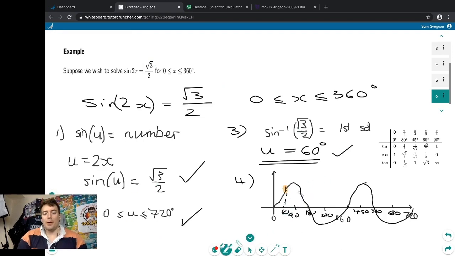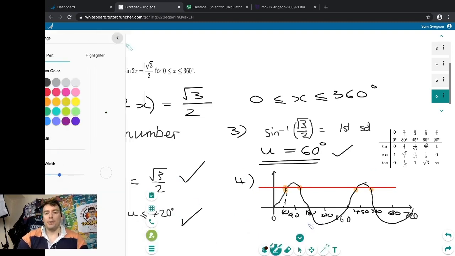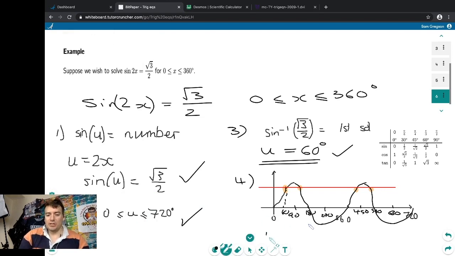Good. So where will the other solution sit, roughly? So we're going to have one here, one here, and one here. If I draw a line through, it's anything that sits on the same line. So we've got 4 solutions within our range, so we know we're going to come up with 4 answers. We have one of our answers, which is u equals 60 degrees. Let's label them 1, 2, 3, and 4.